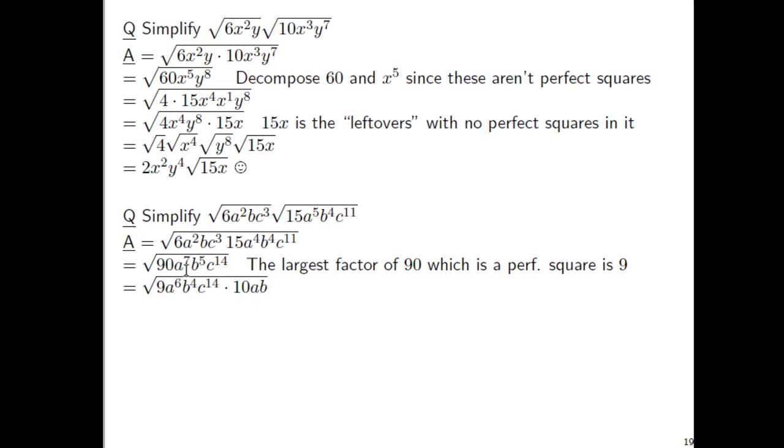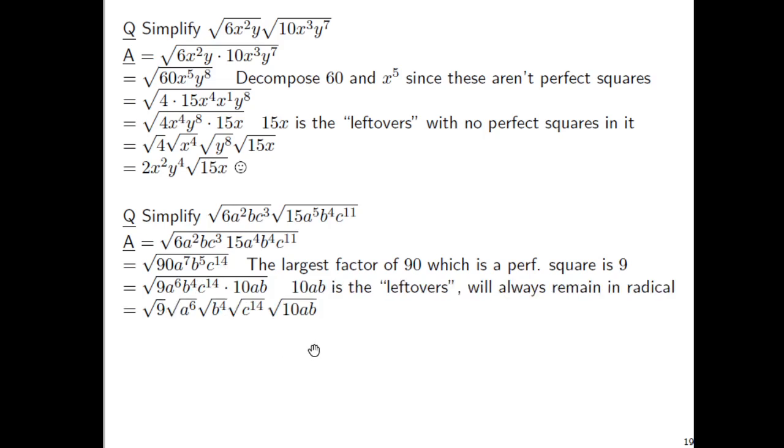A to the 7th, we can write that as a to the 6th times a. 6 is even, so a to the 6th is a perfect square. That a is written in that fluff area. B to the 5th has been replaced with b to the 4th times b. And c to the 14th is actually a perfect square because 14 is even, so let's just leave that over on the left. Now we'll split things up.